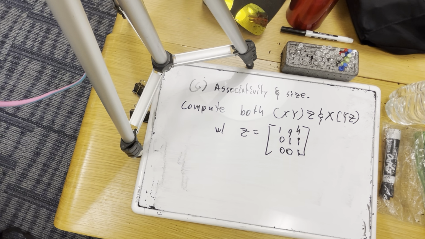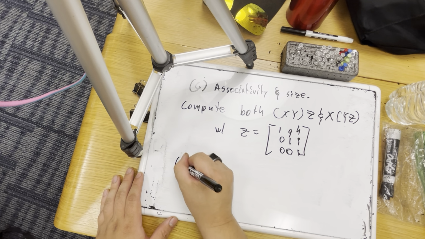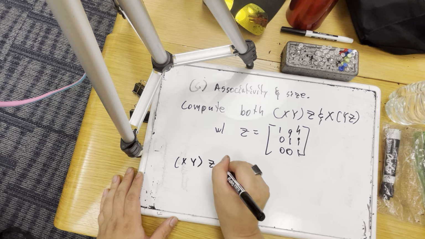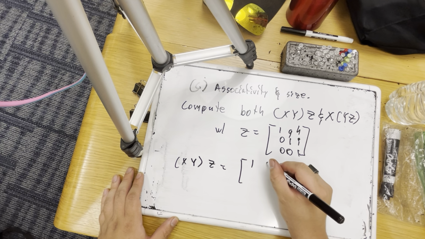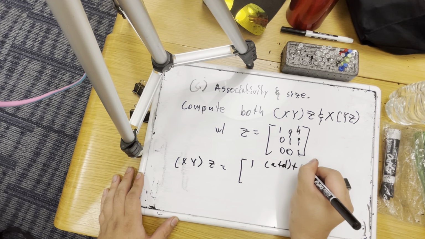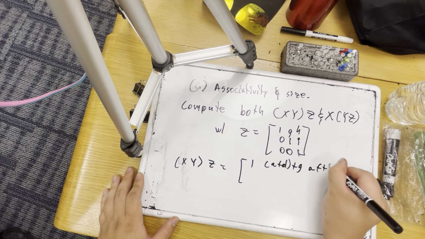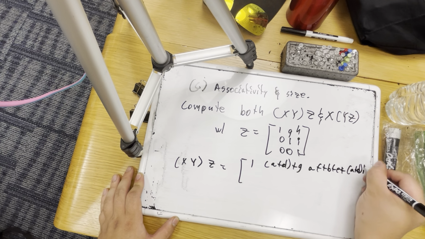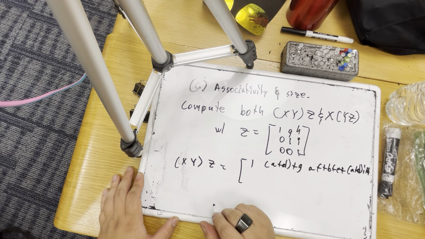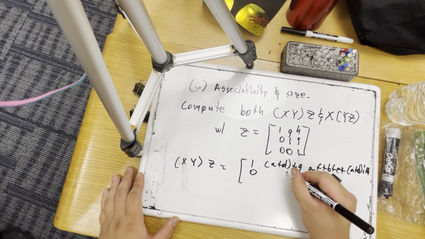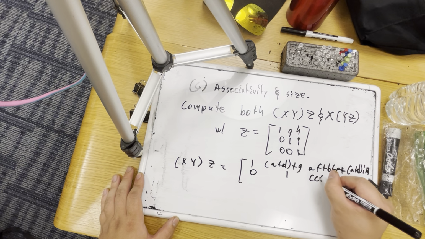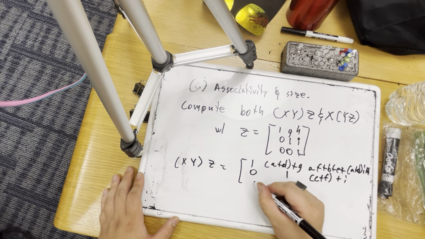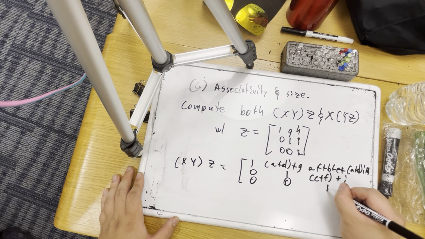So let's use the product from before. Let's not burden ourselves with too much work here, so that we don't need to repeat. xyz is equal to 1, open parentheses a plus d close parentheses plus g, then af plus b plus e plus open parentheses a plus d close parentheses i plus h, right? And then we have 0, 1, open parentheses c plus f close parentheses plus i. Then we have 0, 0, 1.